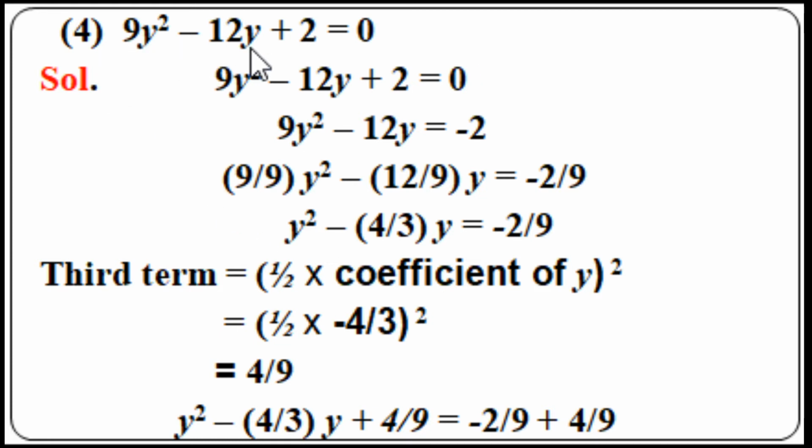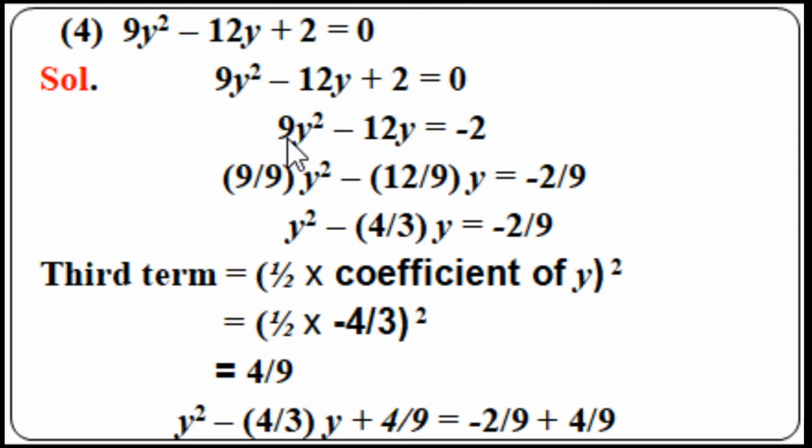9y square minus 12y plus 2 is equal to 0. This can be written as 9y square minus 12y is equal to minus 2. See, the coefficient of y square should be 1 to solve this equation by this method.